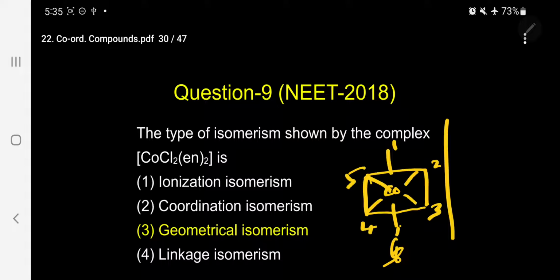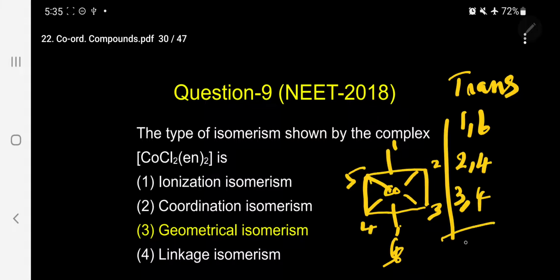I can give you an easy trick to identify. Kindly follow. 1 and 6 are opposite, so 1, 6 is trans. 2 and 4 are opposite, it is trans. 3 and 5 are opposite, it is trans. So only 3 trans pairs are present. To show cis and trans isomerism, a minimum of 2 ligands should be similar. Then only can you put them opposite, or cis. What are the other positions? We will call them cis isomerism.